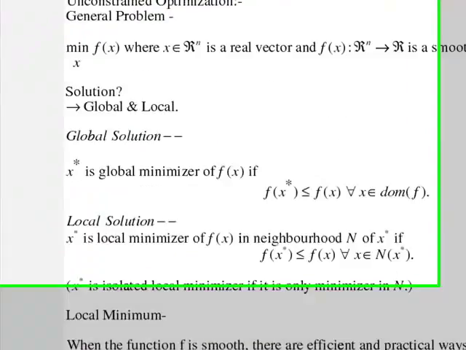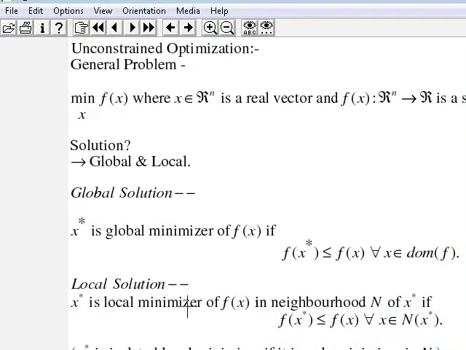Now the other category is the local solution. We are always interested in finding the local minimizer of our objective function, because finding the global minimizer is a really hard problem, and most of the literature in mathematics focuses only on the problem of local minimization.